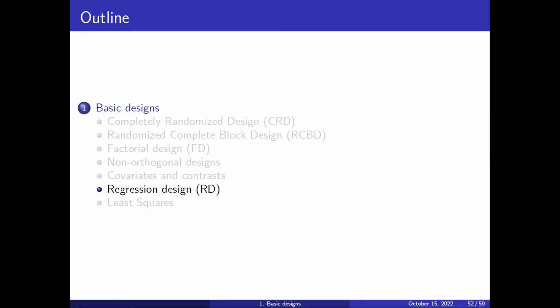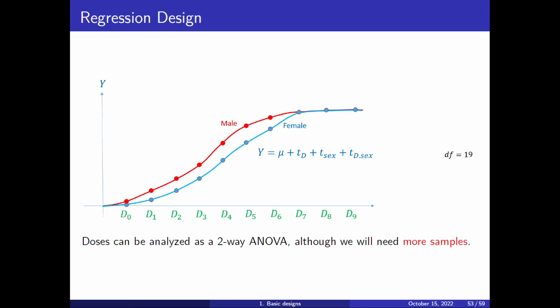Okay, so what is a regression design? A regression design is somehow related to covariates. So let's say that I have this experiment in which I have 10 possible doses. I want to see what is the response of males and females to these 10 different doses, and this is what I get. So I see that there are differences between both. So what I say is that my observation is an overall mean plus something that depends on the dose plus something that depends on the sex plus something that depends on the interaction between the two.